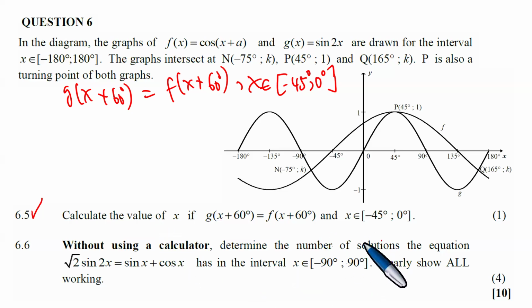Obviously, because x must be in this interval, you need to solve for x. What do you think is the answer to this question? You need to solve for x, where g of x plus 60 degrees is equal to f of x plus 60 degrees. X is an element of this interval.